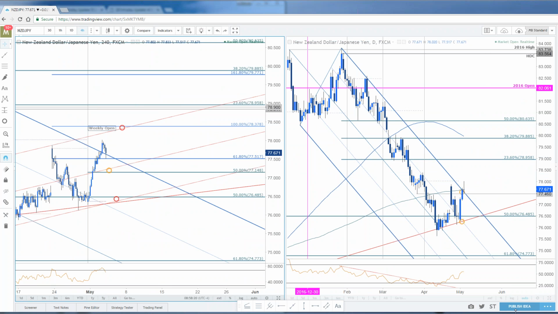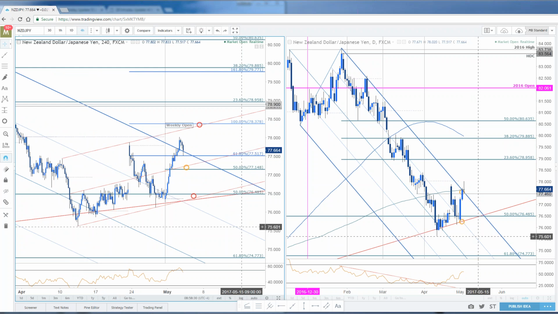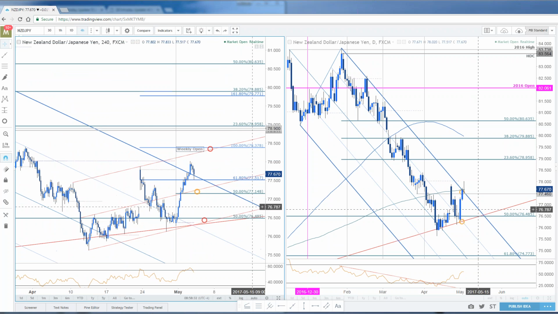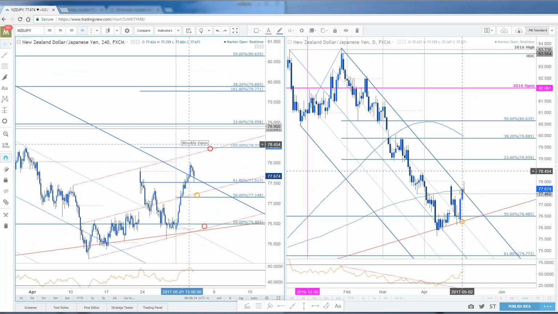So, looking to fade a rally into here near term, or if we get that pullback and a hold, long triggers into 77.15, the 77 handle might be an opportunity to take another rebound in Kiwi Yen. Questions on Kiwi Yen?